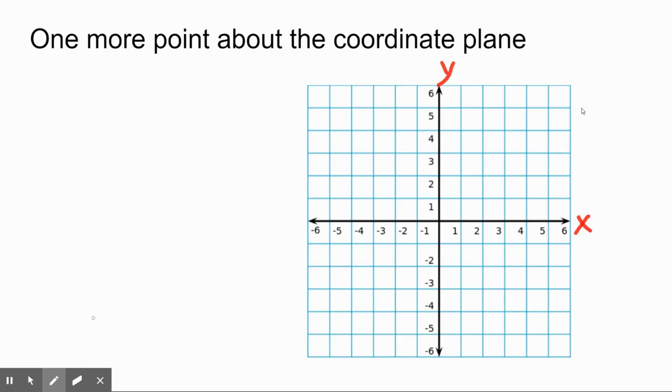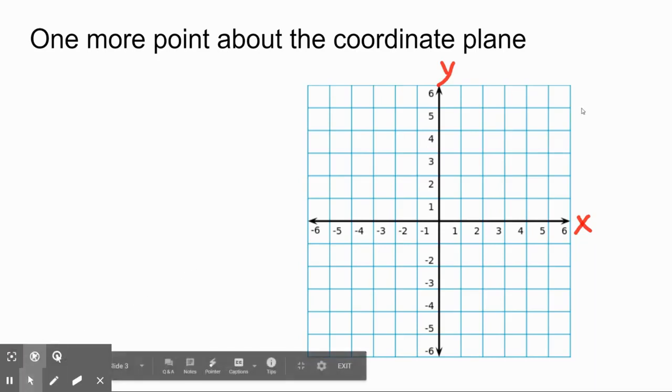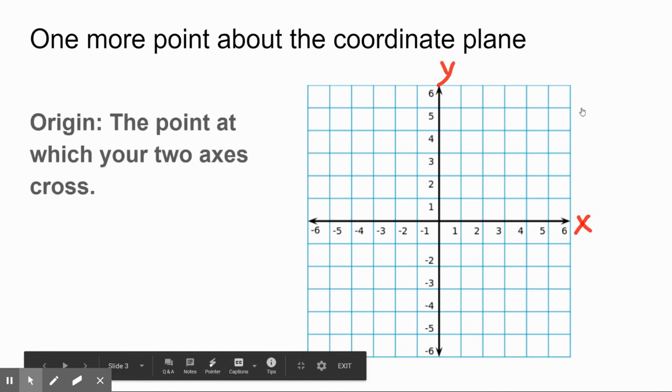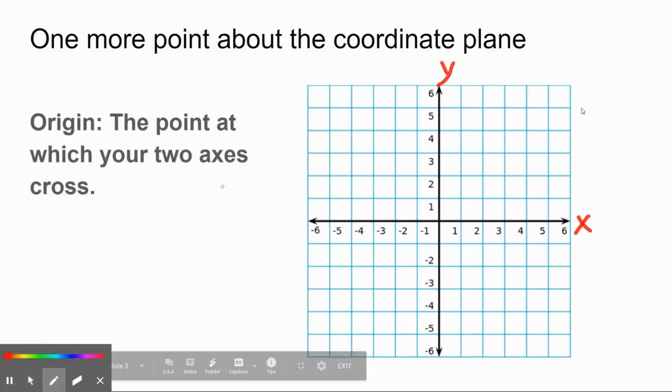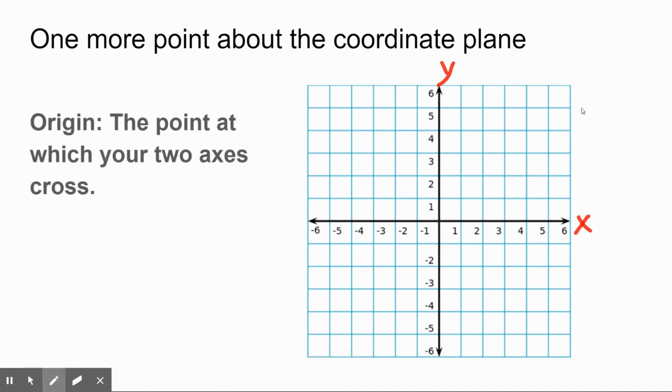And there is one more point about the coordinate plane that I want to make, and that is the origin. The origin is the point at which your two axes cross, and that should always be right here, where both number lines have a value of 0. Now eventually when we talk about ordered points, this is actually the point 0, 0. But we're not going to worry about that just yet. We will get to it. But that is the origin right there where the two axes cross.